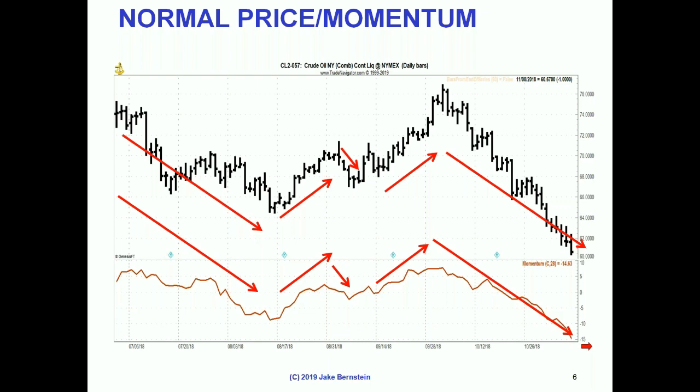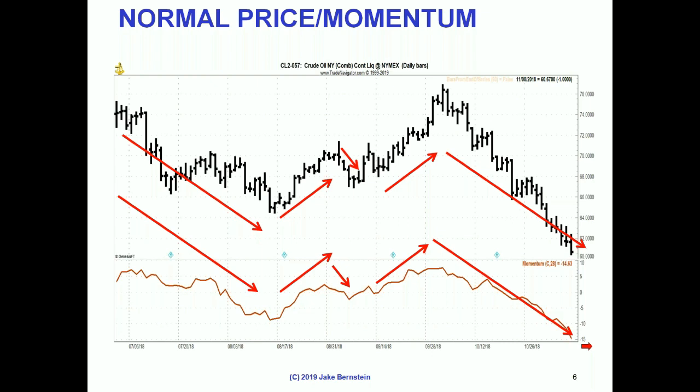So let's compare. I have a chart here that has two things on it. Price on the top, momentum on the bottom. And you'll notice I use bar charts, not candle charts. Candle charts are too difficult for me to understand. They have never made me money.